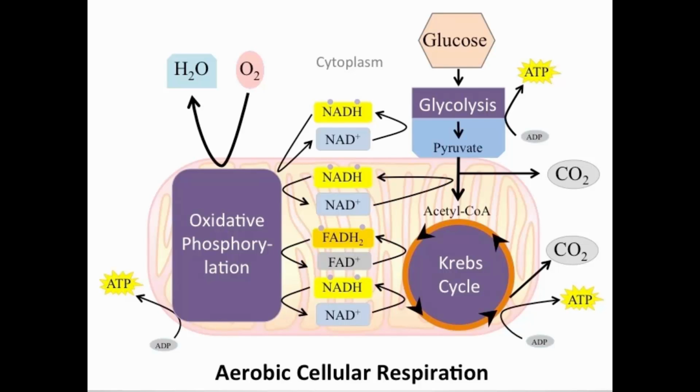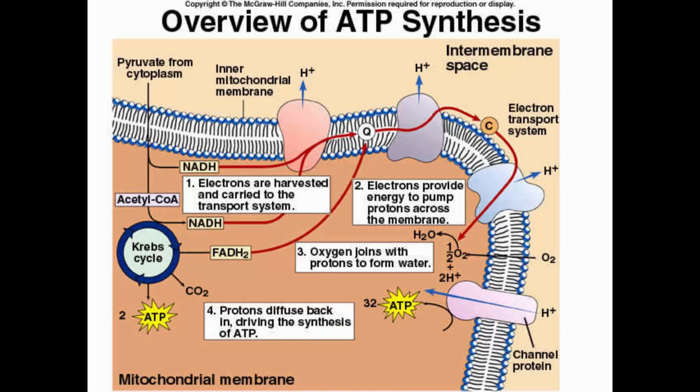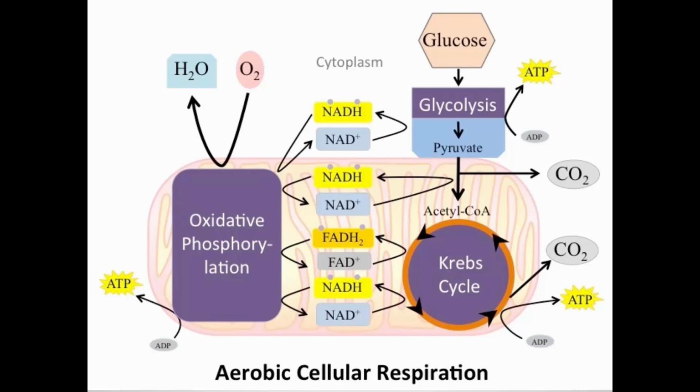So we see again in this overview our basic formula for aerobic cellular respiration. Glucose plus oxygen produce ATP, carbon dioxide, and water. What we just talked about is sort of the details of what's going on inside of the cell, inside of the mitochondria, to allow that to happen. Any questions? Okay.